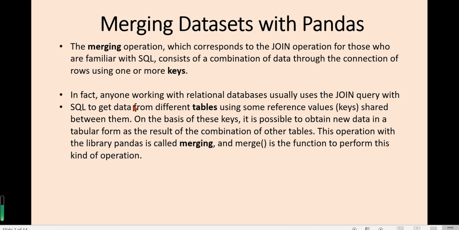In fact, anyone who has been working with a relational database usually uses a join query with SQL to get data from different tables using some reference values, for example keys, shared between them. On the basis of these keys, it is possible to obtain new data in tabular form as a result of the combination of other tables. This operation with the library Pandas is called merging, and the merge function is the function to perform this kind of operation.